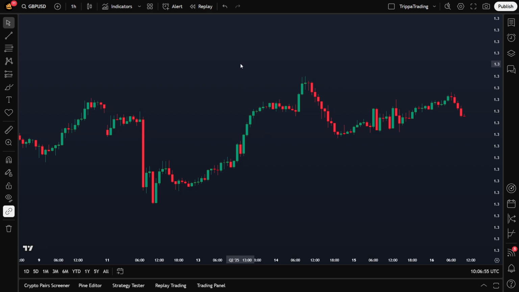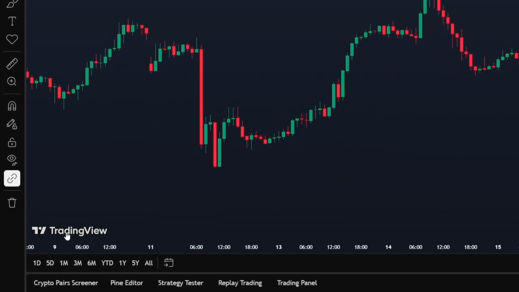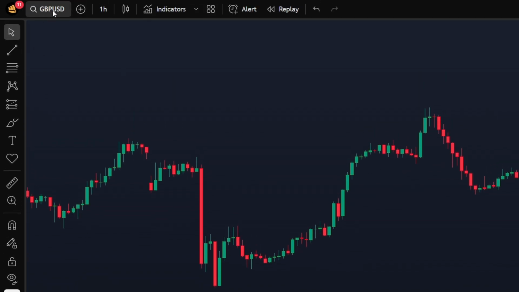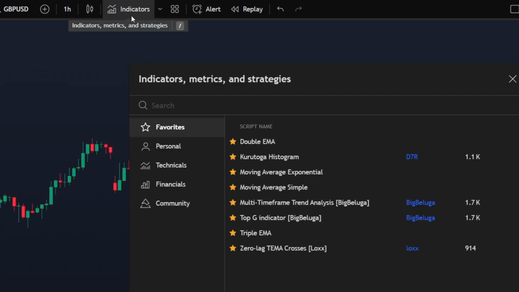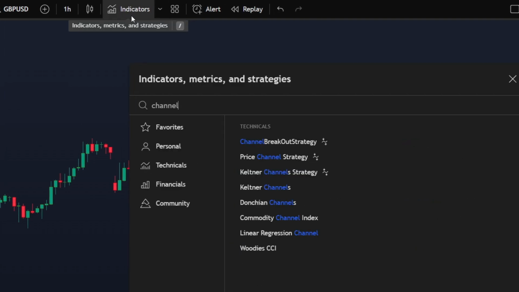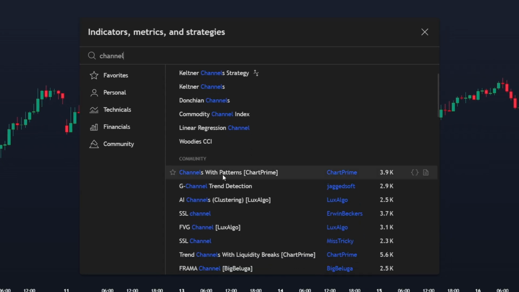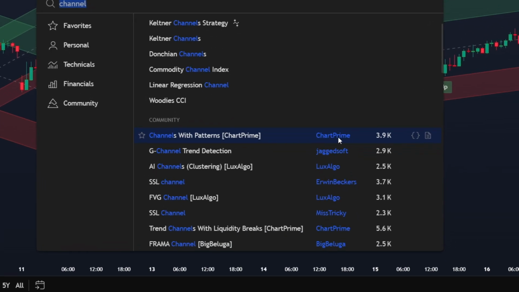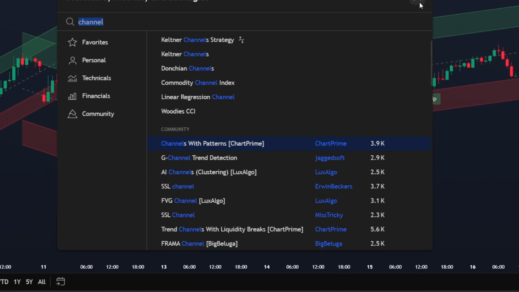First of all, you'll need to get the indicator on your trading chart. I'm using TradingView for this demonstration. Once you're logged in, load up the chart of any market and time frame you typically trade. Then click the Indicators button at the top. Then search for channels with patterns. You're looking for the one created by ChartPrime. Click on it to add it to your chart.